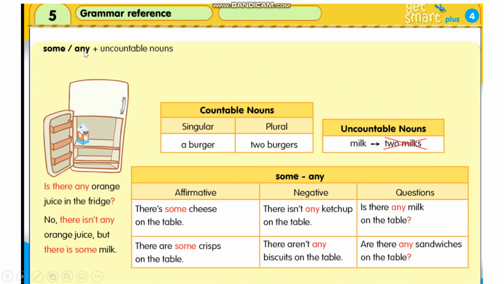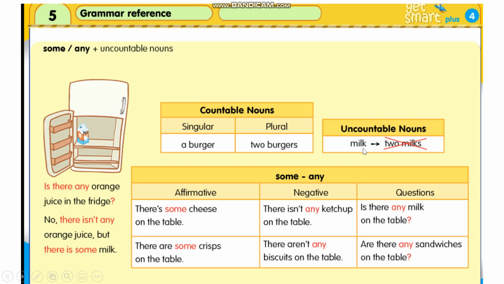Some and any are the words that you can use for both countable and uncountable. But how can we know when we are going to use it for countable and when for uncountable? Here's an example. If it is singular for countable nouns, we can use a burger. When it is plural, which means more than one, it can be 2 or 3 burgers, many burgers, or some burgers. But for uncountable nouns, it cannot be any number for the food that is uncountable.